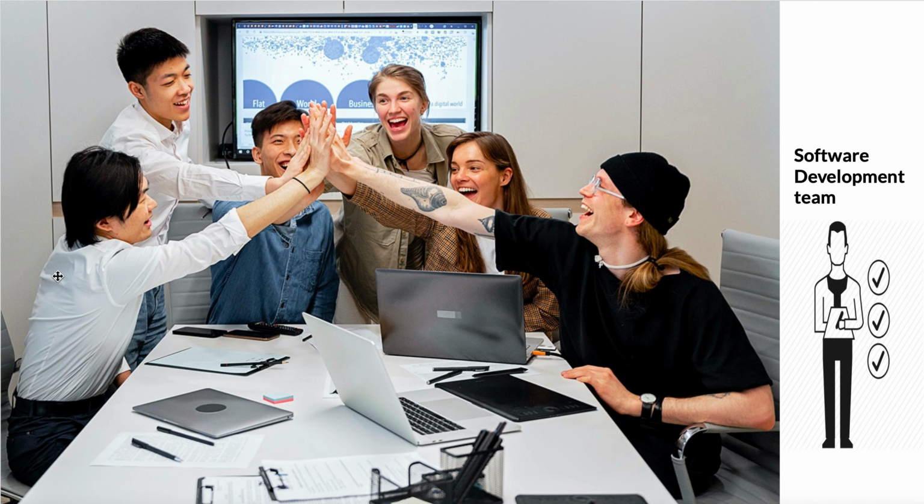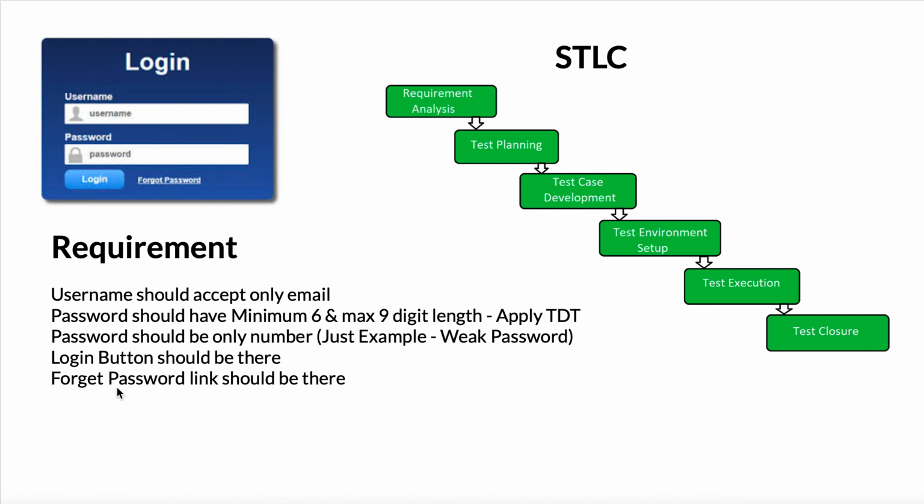Now we will understand it in detail. Suppose a BA has collected the requirement. A requirement will look like this. Username should accept only email address, password should have a minimum of 6 and maximum of 9 digit length. Then password should be only numbers. Just an example I'm giving so that you will be able to understand. And then a login button should be there, and then a forget password link should be there. So this is a very basic requirement.